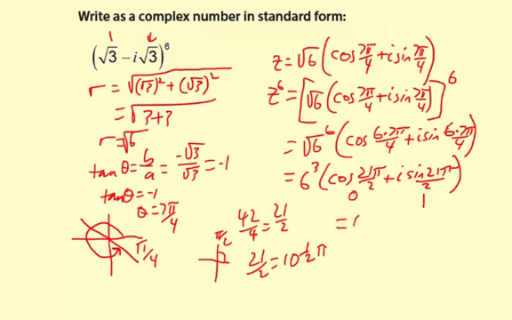So let's simplify this out. 6 to the 3rd times 0 for the cosine of 21 pi over 2, plus i times 1 for the sine of 21 pi over 2. So that equals 6 to the 3rd times basically i, because i times 1 is i, and then plus 0, so you just get i. Now 6 to the 3rd is 216. Then you have your i.